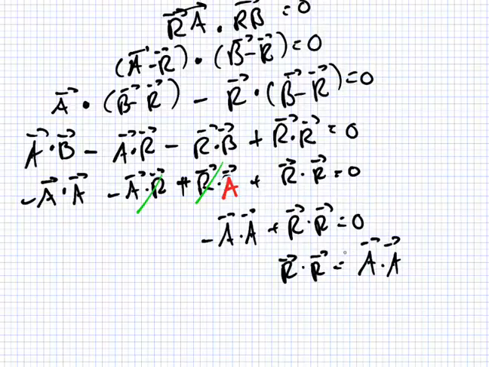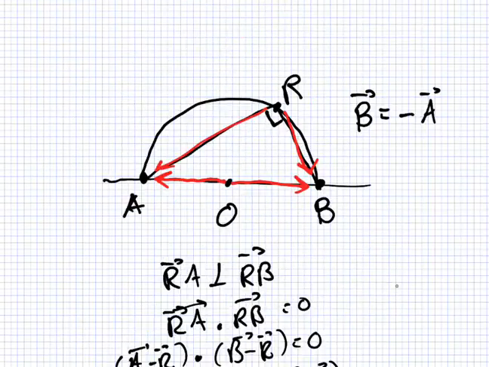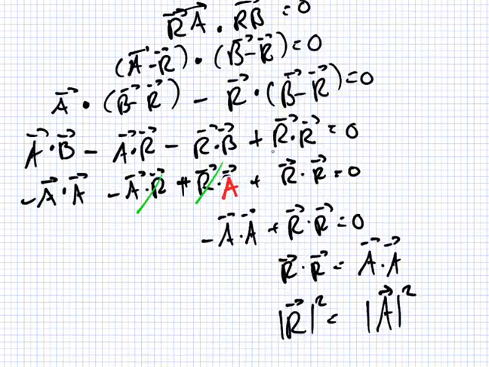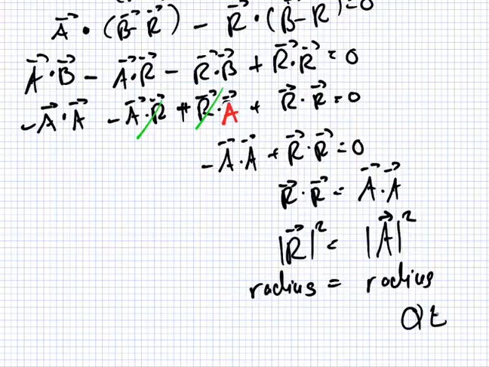But what is R dot R? Magnitude of R squared. Yeah, magnitude of R squared. And here, magnitude of A squared. Now, are these equal though? Yeah, why? They're both the radius of the circle. If you go back to the diagram here, the magnitude of this vector is the radius, and this one here, its magnitude is the same. They're both equal to the radius of the circle. So this is the radius, and this is also the radius. So that ends that proof.